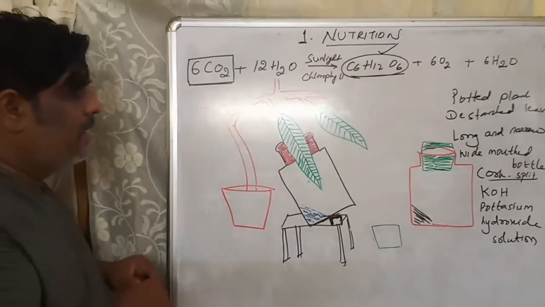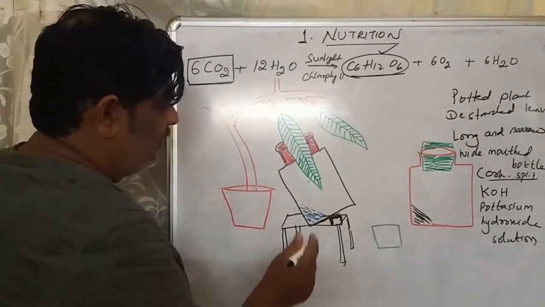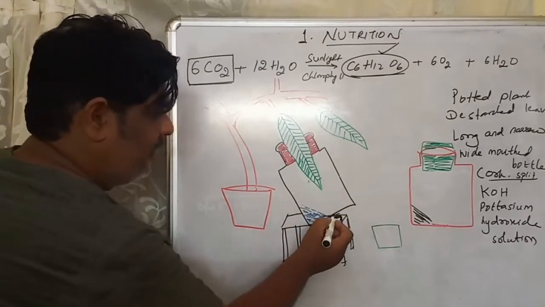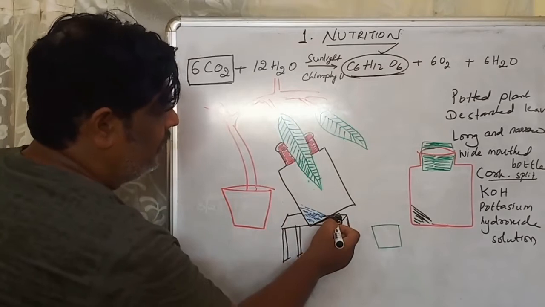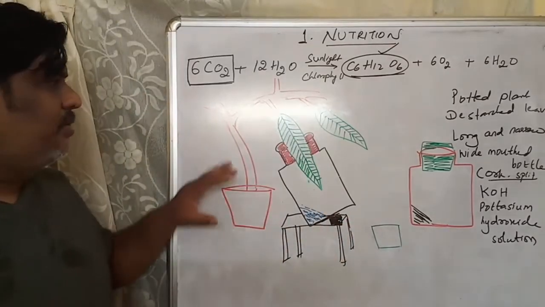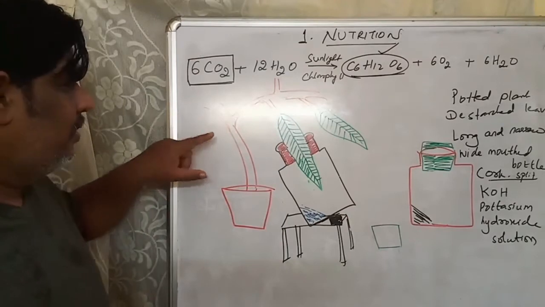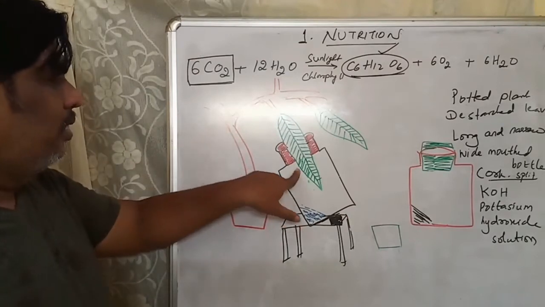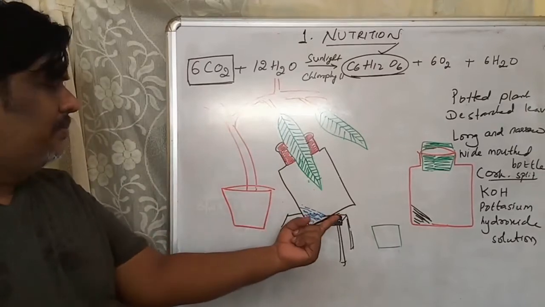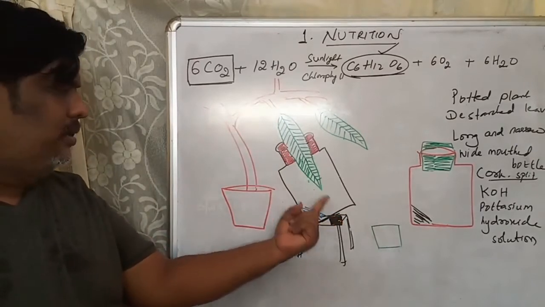So now we have also taken a stand so that we can make the bottle stand straight, and also we have taken some kind of support here. So this is how you have to arrange the apparatus: potted plant, wide mouth bottle, a split cork, and then something to support the bottle.